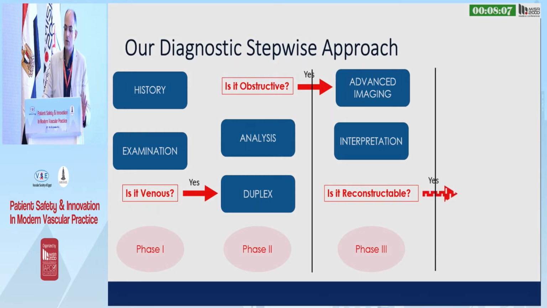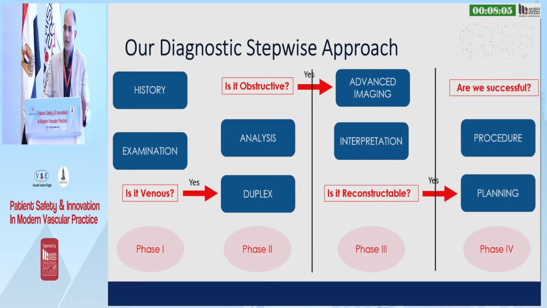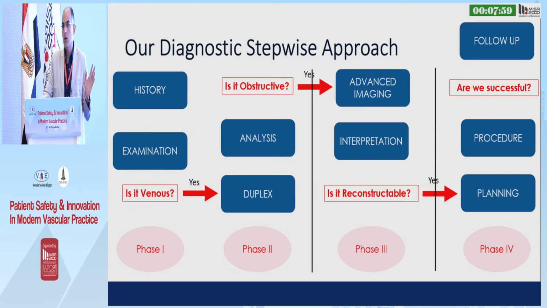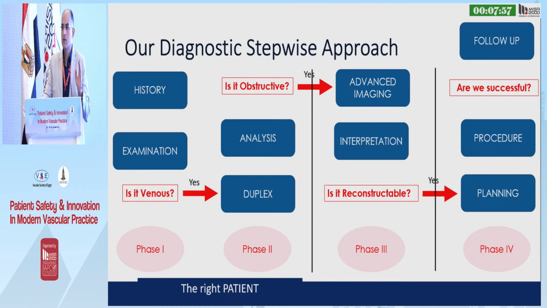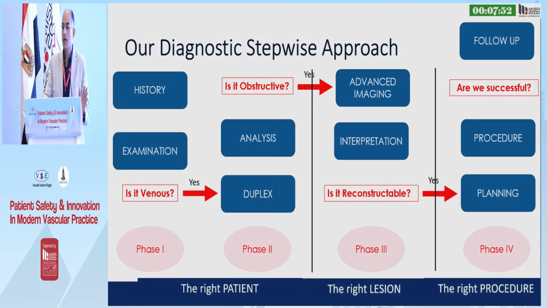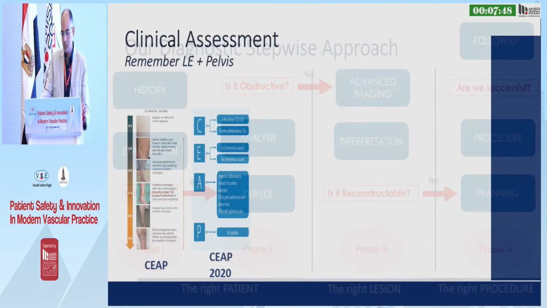If it's reconstructible, we then proceed to the pre-planning of the procedure, and then we assess our outcome to see if it was successful. So if you go this way, you would find the answer: who is the right patient, what is the right lesion, and what is the right procedure, as we'll discuss in a few minutes.